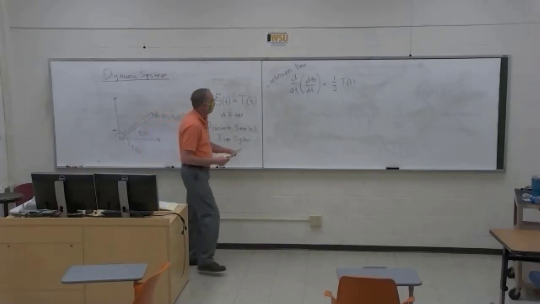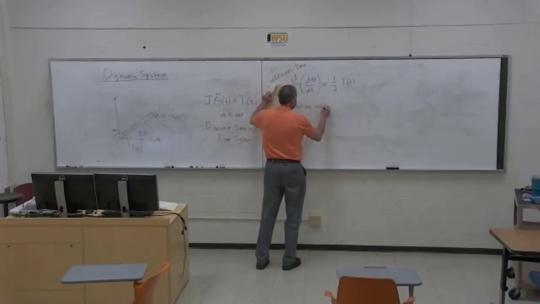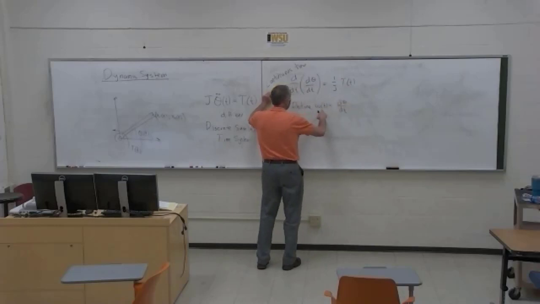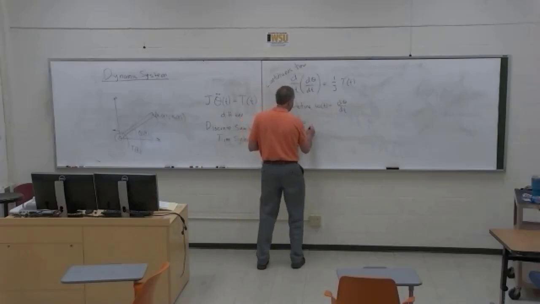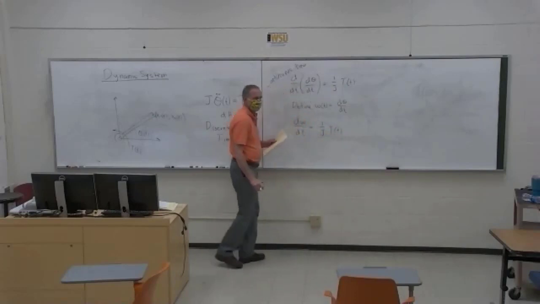And we can make this maybe a little simpler. We'll define omega to be d theta by dt, so that angular velocity is the derivative of theta, and so the equation becomes like that.